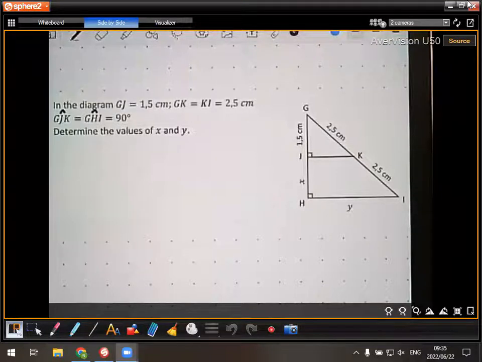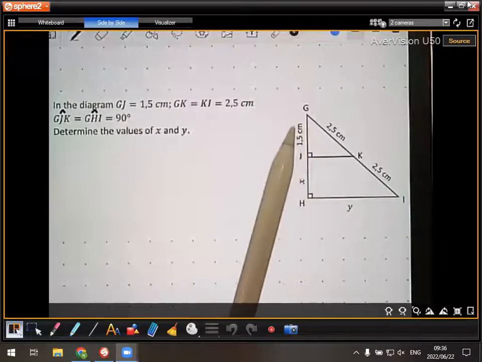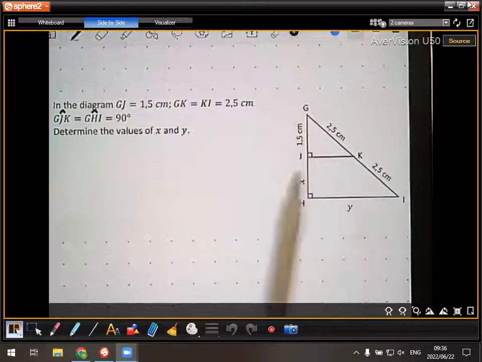They want us to determine the values of X and Y. Now guys, these are obviously right angle triangles, so we could use Pythag if we had enough information. We don't in this case. What I want us to just recognize here is that these angles are equal to each other. That's a 90-degree angle, that is a 90-degree angle. Can you see that F shape thing?